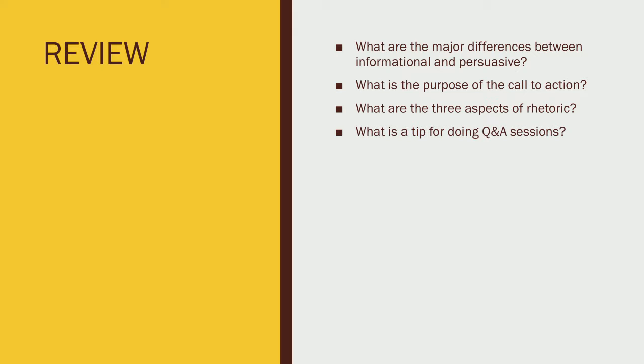What are the major differences between informational and persuasive? Again, a persuasive talk includes a call to action. It features rhetoric, so ethos, pathos, logos. You're trying to make a logical, rational argument. You're trying to establish your credibility. You're also trying to make an emotional argument. None of these things you do in an informational talk.